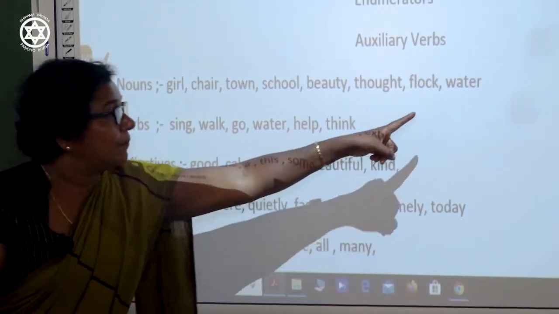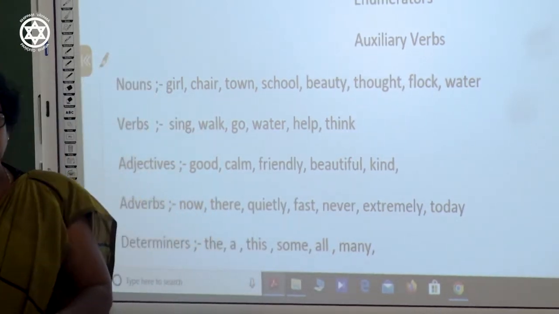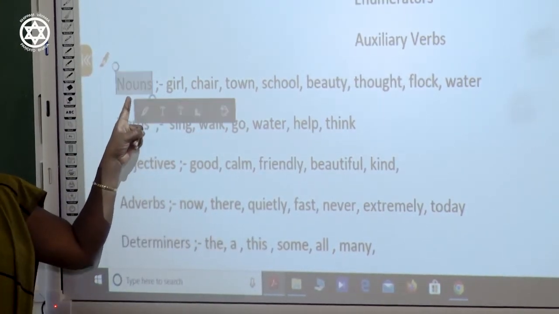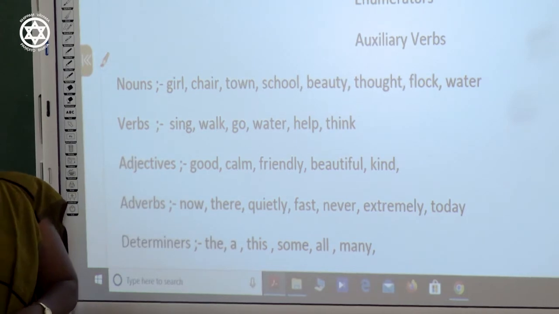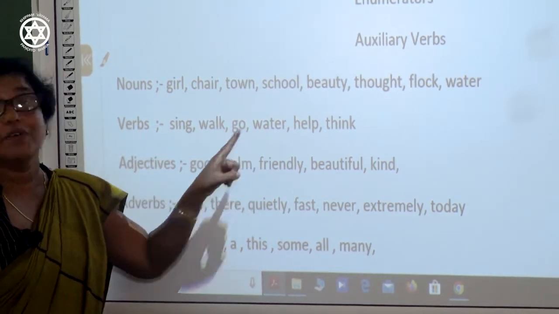As an example, I will take this word water. I have written it under the category of nouns, but we can use water as a verb as well.